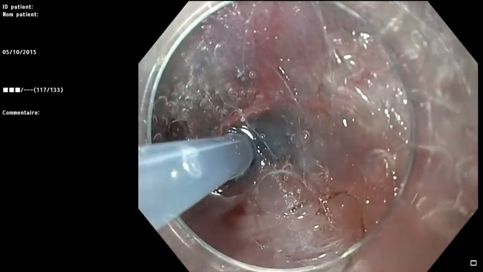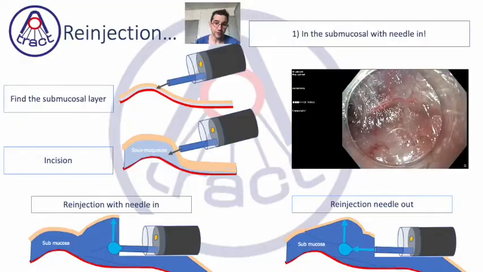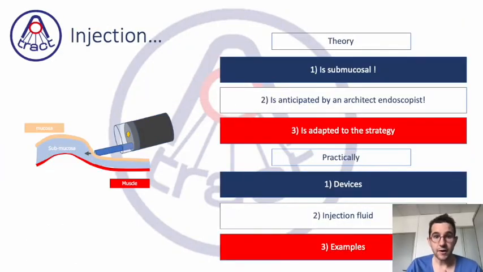You see here, needle in, we inject, the elevation is very good front of us, where we just want to cut, and not deeper at the tip of the needle. The needle usually are 4 millimeters, and what you want is to inject the submucosa front of you, not 4 millimeters. Next, the injection should be anticipated by an architect endoscopist, and for me it is the most important.